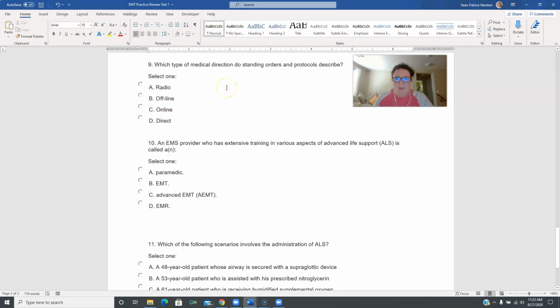Standing orders and protocols are offline, so you need to remember that. If certain circumstances exist, like XYZ, then you can do ABC. That's offline. Online is when something falls outside of the parameters, but you think you need orders, so you call in to your base hospital, medical control, and you ask for orders. They give you orders. Those are online orders. So offline is standing orders and protocols. Online is when you have to call into medical control and get orders.